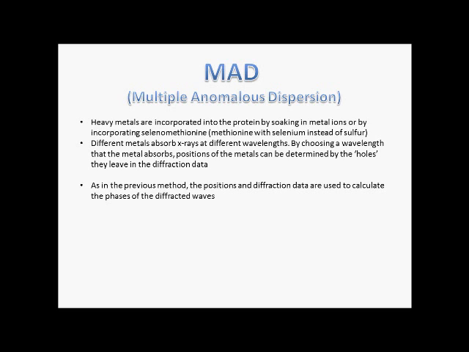When using this method, we sometimes incorporate selenomethionine into our molecule, which is methionine but with selenium used instead of sulfur. The general principle with this method is the same as MIR, in that you're changing the structure of the protein, and you can work out the phase by observing how that changes the diffraction pattern.